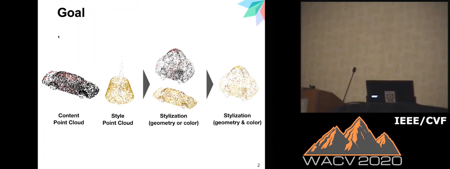Suppose we are given two. One is treated as content, the other is treated as style. We hope to capture the general shape or color property and transfer it to this car. The stylization either resulted in a geometry varied content or color varied content, or both.